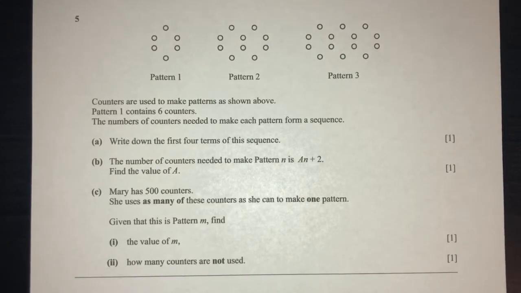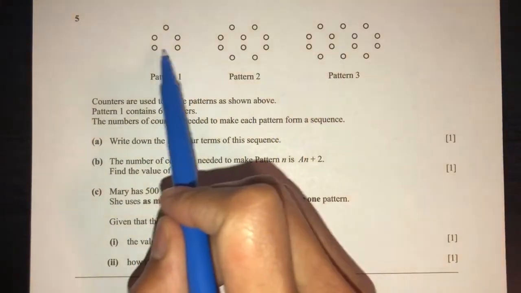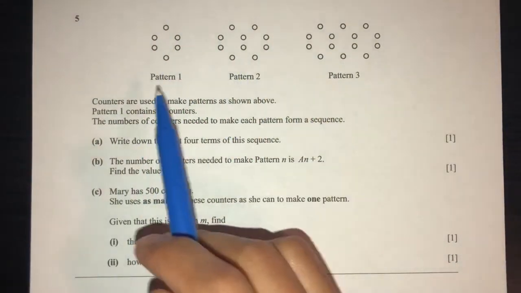This one is a requested question from paper May-June 2006 of paper 2 question number 5. So this one seems to be a sequence question. Let's see what we have here. Counters are used to make patterns as shown above. You can see we have number 1, 2 and 3. So these are the counters we have used to make those patterns.